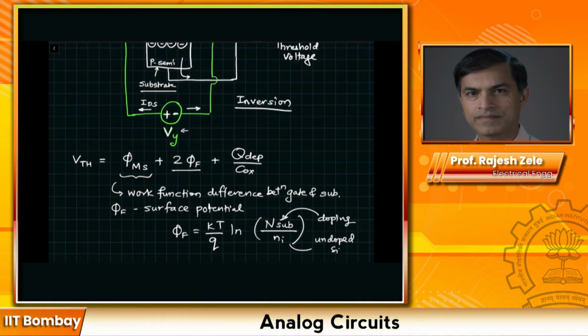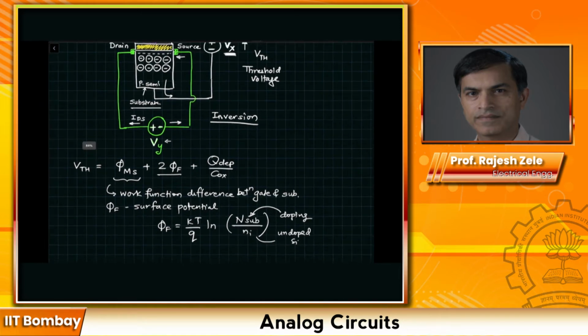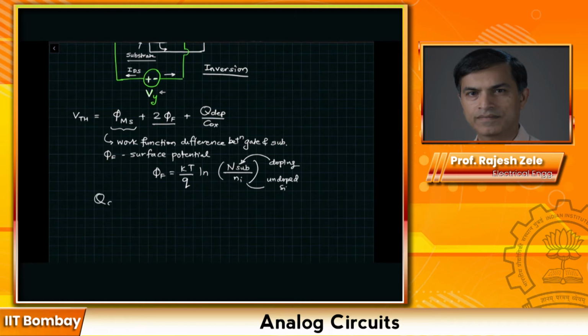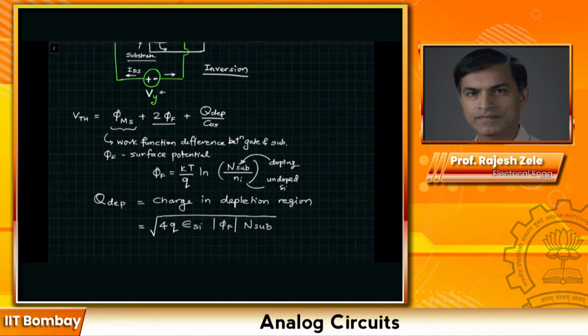So what this is telling us is, if I increase my N_sub, or in this particular case if I increase the doping concentration of the p-type semiconductor, then I will need more and more potential Vx to shoo away the holes from the interface. So this kind of makes sense: VTH will increase if I increase N_sub. Q_dep is the charge in the depletion region, and that is given by this particular expression, the square root of 4q ε_Si φF times N_sub. ε_Si is the dielectric constant of silicon, which is 11.68.